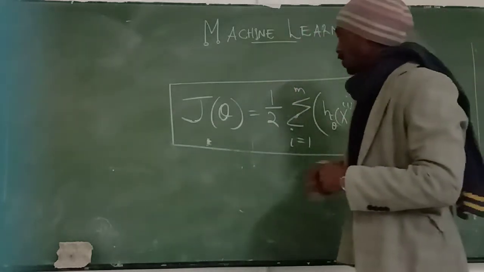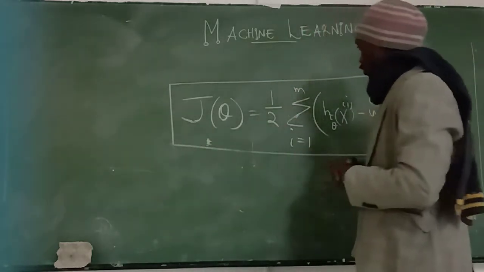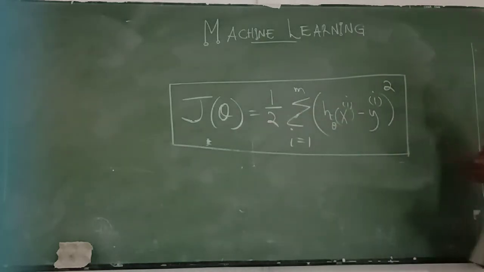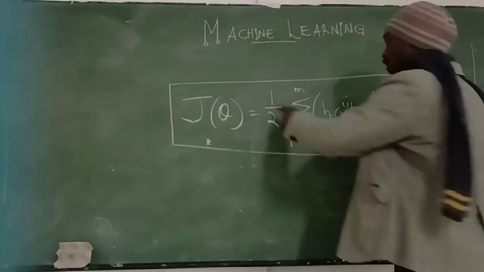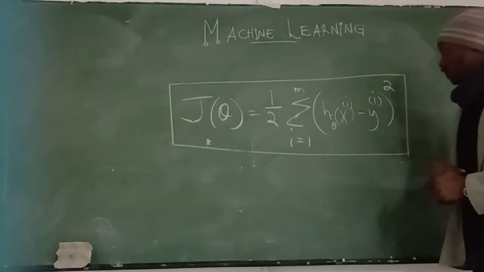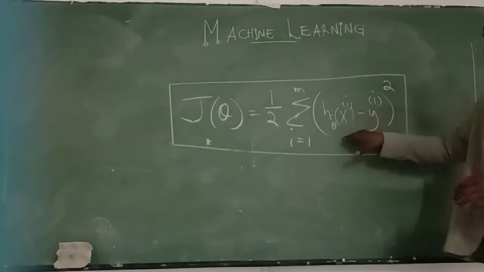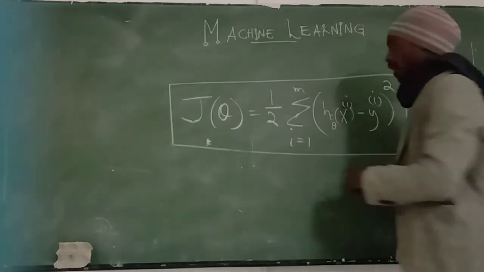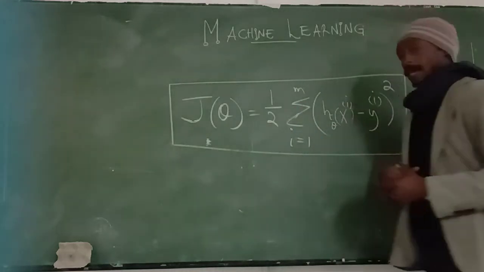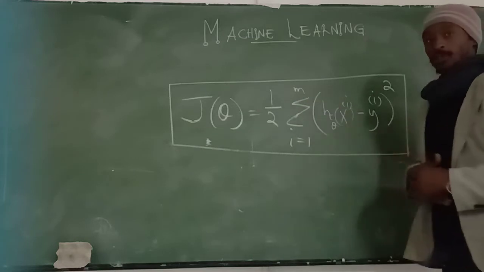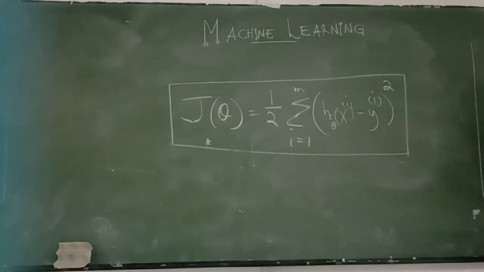Previously in our lecture, we defined J of theta to be the average of half of the square of the difference between the predicted price and the actual price, taking into consideration the number of training examples, which is M training examples.